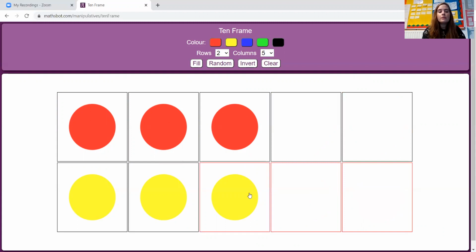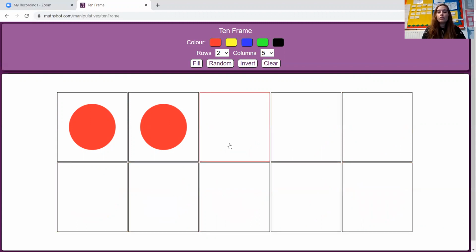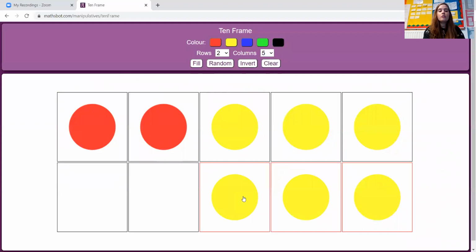Let's take these away. I'm going to put numbers on the screen, just in one colour. You're going to turn around to your grown-up and tell your grown-up what the remaining bond is to equal 10. So you have 2 on the screen. The number to make 10 is 8. Fantastic. 2 add 8 is equal to 10.